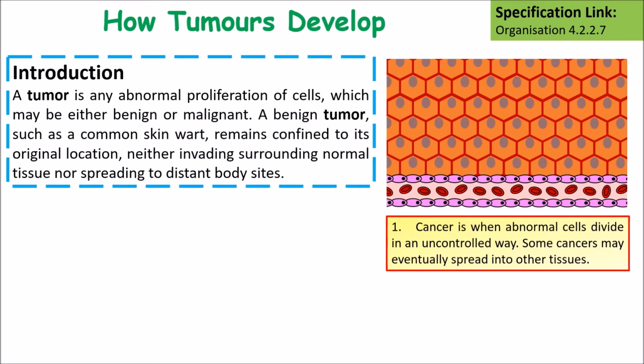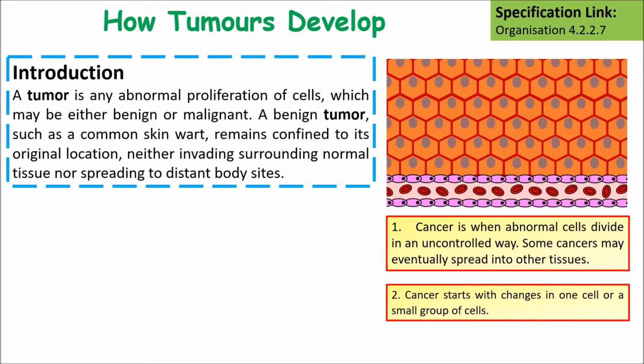So when we're looking at how it develops, we have to start off with thinking that cancer is when abnormal cells start to divide in some sort of uncontrolled way. Some cancers may eventually spread to other tissues. The cancer starts with changes in one cell or a small group of cells.